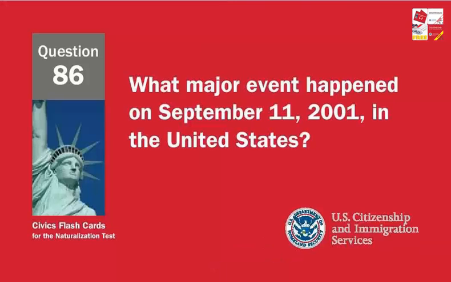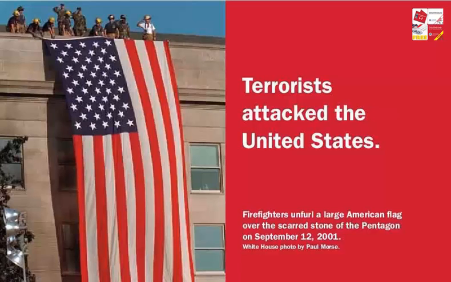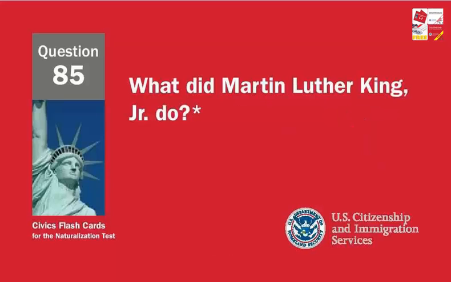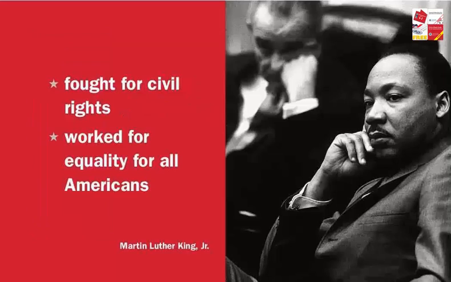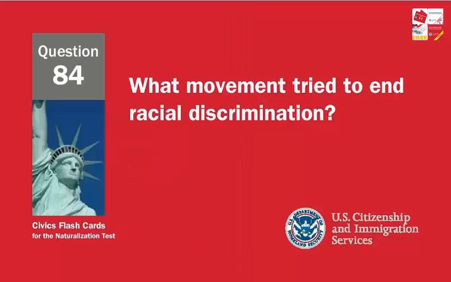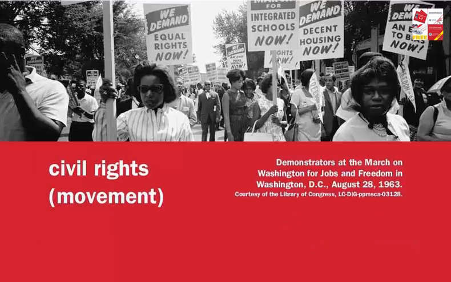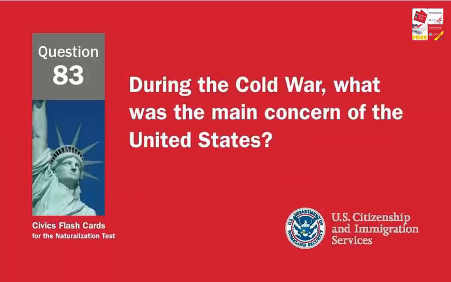What major event happened on September 11, 2001 in the United States? Terrorists attacked the United States. What did Martin Luther King Jr. do? Fought for civil rights. Worked for equality for all Americans. What movement tried to end racial discrimination? Civil rights movement. During the Cold War, what was the main concern of the United States?